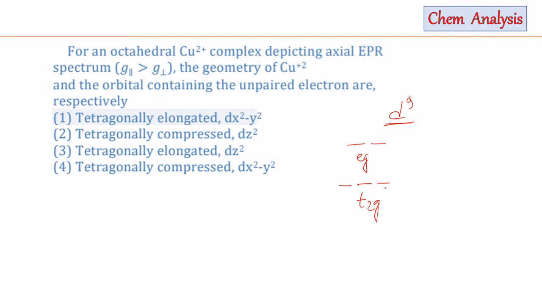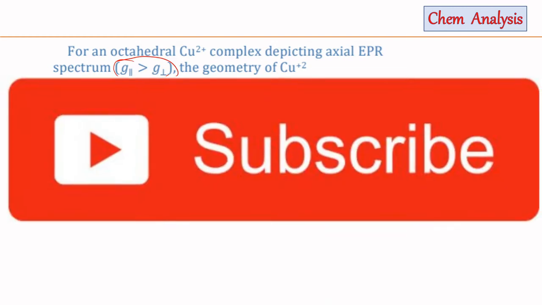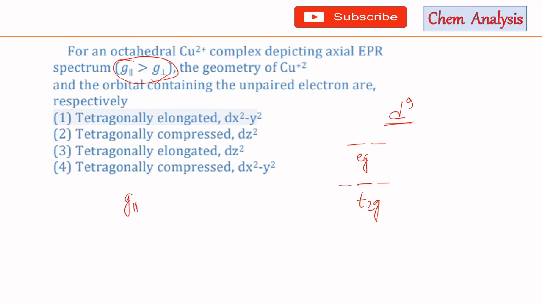Now, how the t2g orbital will be split or the eg orbital will be split depends on the g parameter. If you want to know more about the g parallel or g perpendicular thing, you can watch my previous video where I have solved a few previous year questions on EPR spectroscopy. You will get detailed knowledge on g parallel and g perpendicular from that video. g parallel mainly indicates that the electron density along the z axis is higher than that of perpendicular, that means the xy plane.